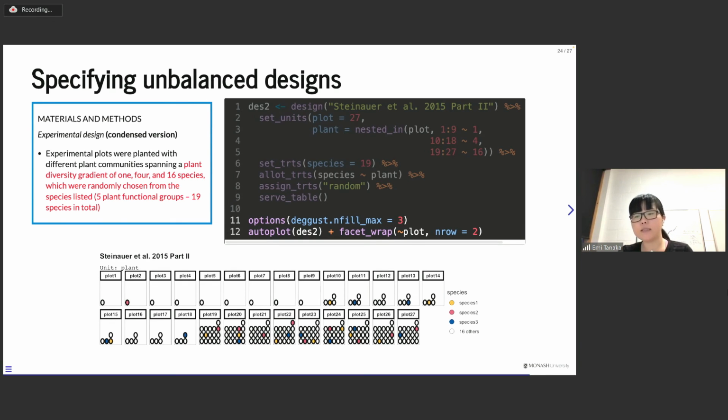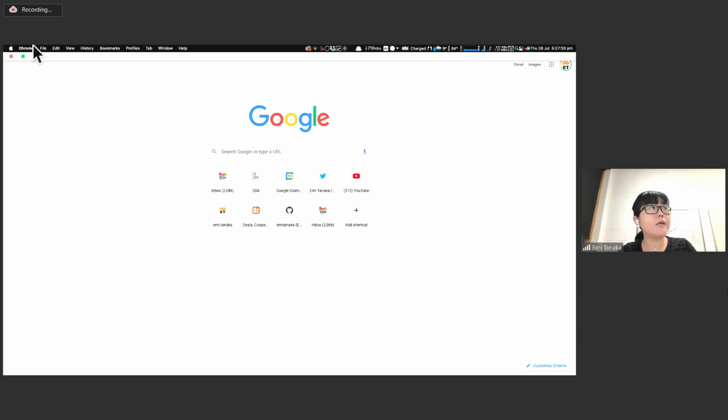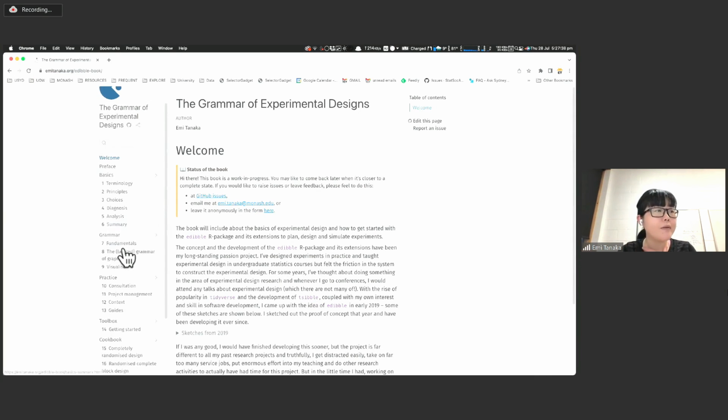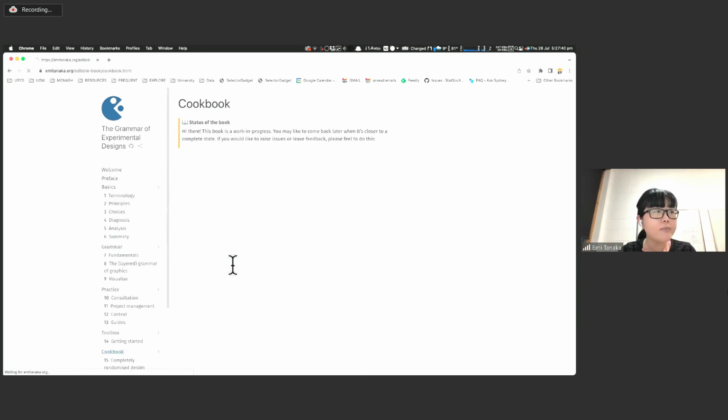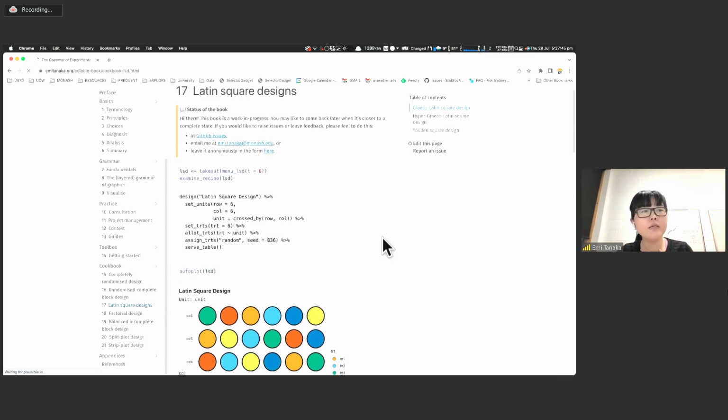There is a function within here that does allow that sort of two-dimensional design. And if that's the case, then the output will be a layout as you expect in a field. So let me just show you an example. If I go to the cookbook, let's look at the Latin square design.